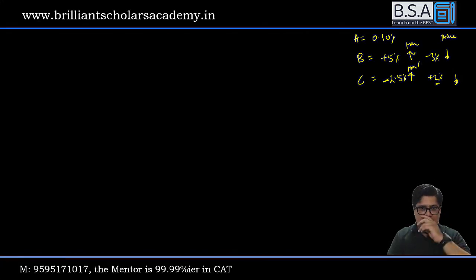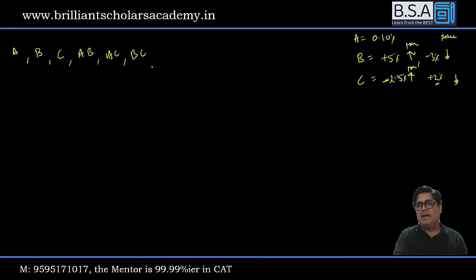I have three options. What I can do is, listen to this. I can put all money in A, or I can put all money in B, or I can put all money in C, or I can put money in AB, money in AC, money in BC, or I can put money in ABC. How many possible investment options do I have? 1, 2, 3, 4, 5, 6 and 7. थोड़ा ध्यान से सुनना और समझना.